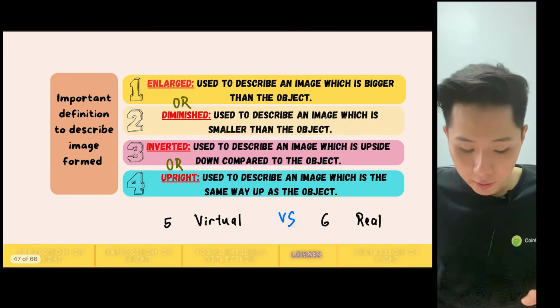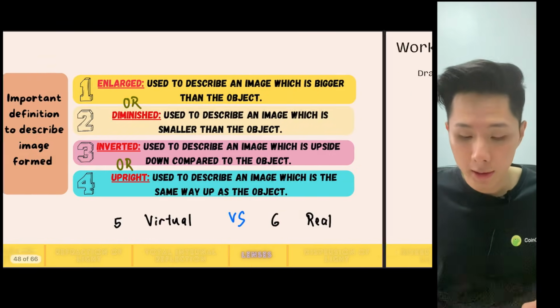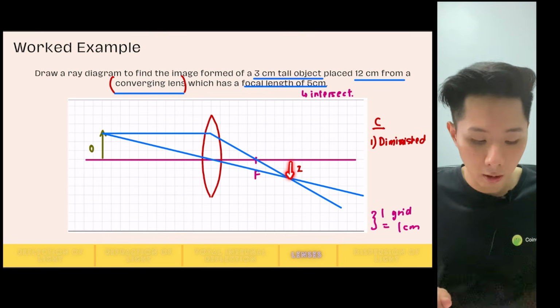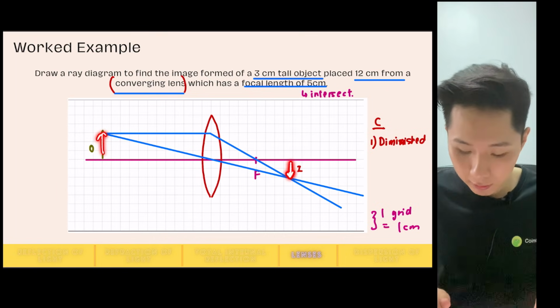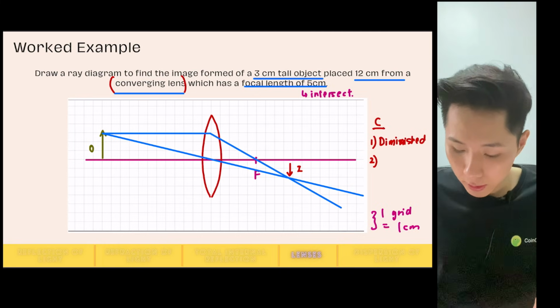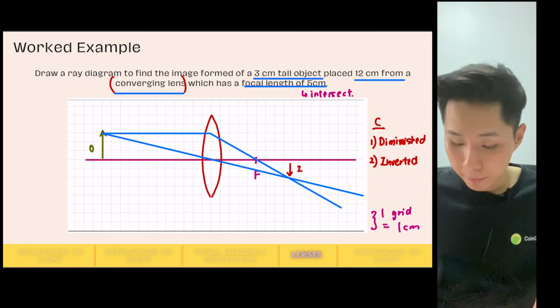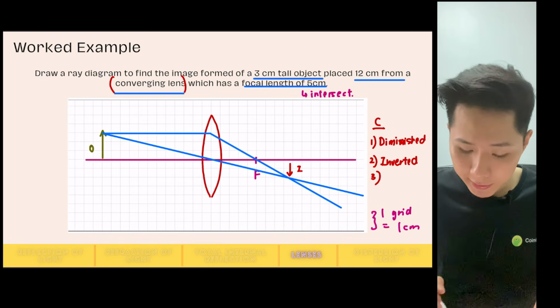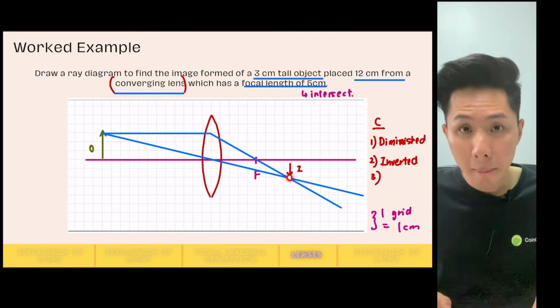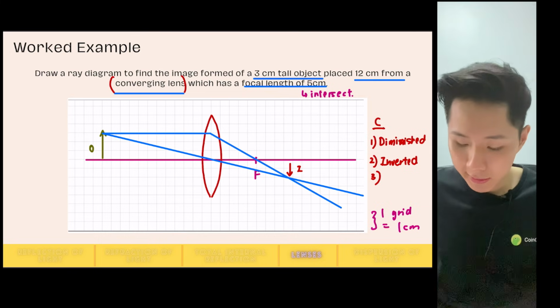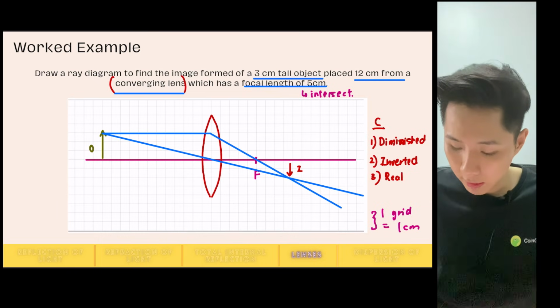Alright, the second question is whether it's inverted or upright. You can see that now the arrow is upside down compared to the object. Therefore, it is not upright, it is inverted. Next up, from the ray diagram, you can see that the image is formed by intersections of light rays. And when this happens, it means that this image is a real image.